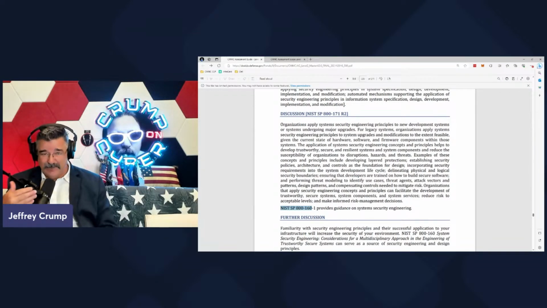Organizations need to be able to speak to that. What is that strategy? What is that approach we're taking? What are these principles behind why and what and how we do the things that we do?